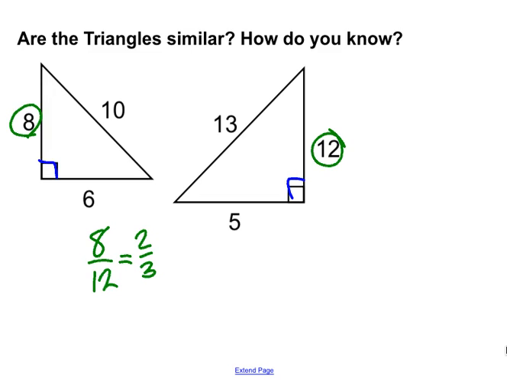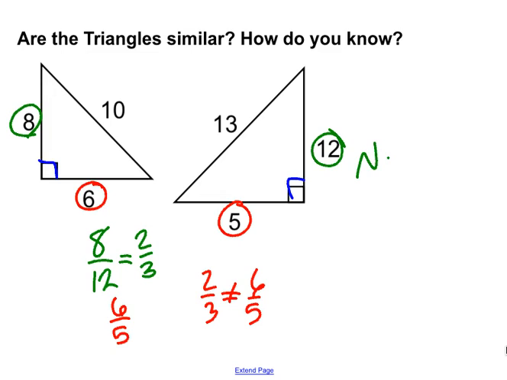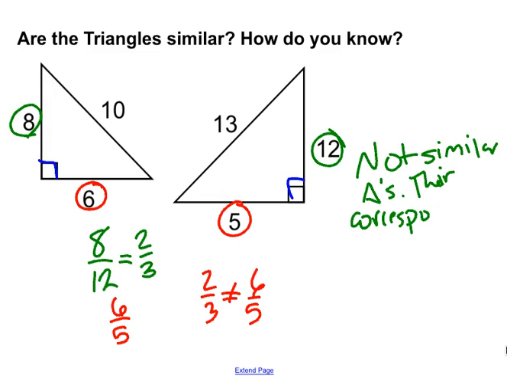Now we want to check the other pair of sides that correspond. That would be your 6 and your 5. Well, 6/5 doesn't simplify anymore. Notice 2/3 is not equal to 6/5. That means that these two triangles are not proportional. They are not similar triangles. How do we know? Their corresponding sides are not proportional.